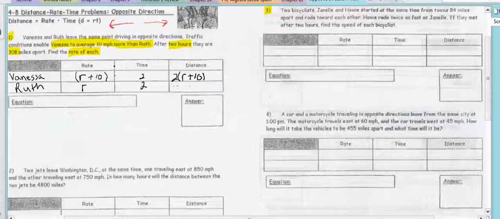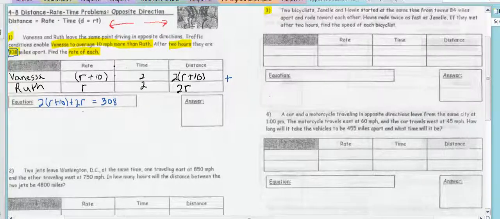And then we have 2r. Okay, now the next part of this is these two are going to equal how far they go. So in opposite direction, they're going to equal an amount, a distance. So 308. And we've got 2 times r plus 10, that's Vanessa, plus 2r, that's Ruth.